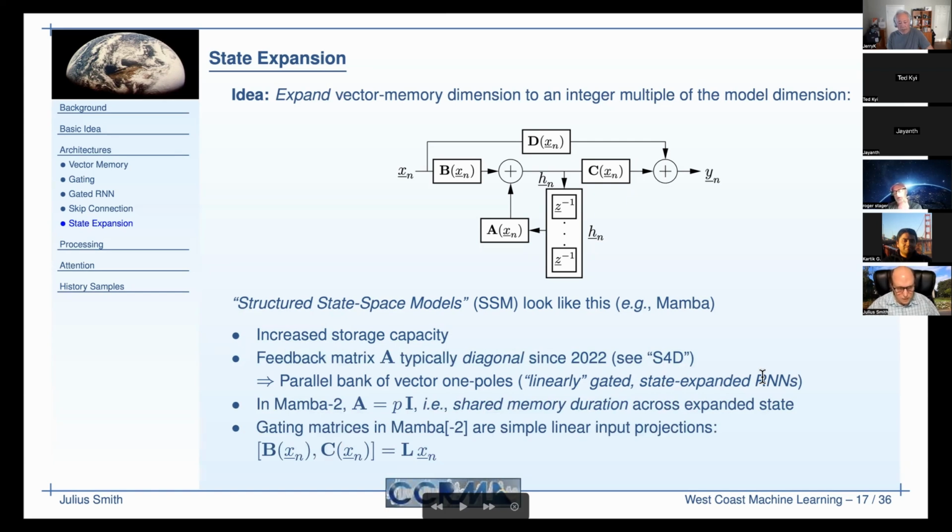Julius, sorry to keep jumping in, but can I read from this the key point that H_n has a different dimensionality than the X_n and Y_n? Is that correct? Yes. The dimensionality of X and Y are the same as this Z here. So that's our original model dimension delay. And H_n then is multiplied. Got it. Yeah. And I believe Mamba only uses two of these. I think it's only a 2x state expansion.